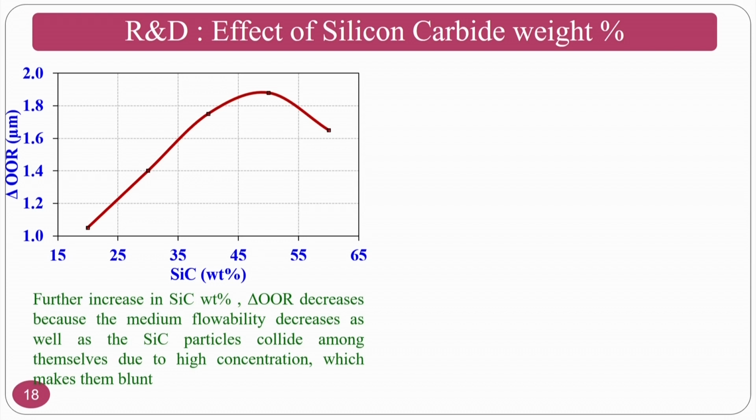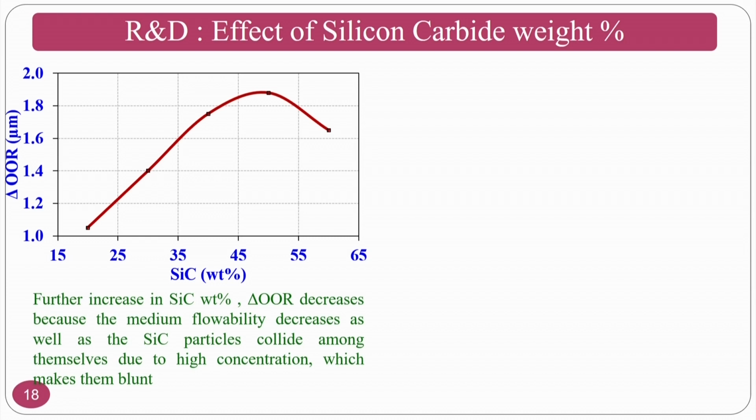And the effect of silicon carbide weight percentage: if you go on increasing the weight percentage, gradually the out of roundness is increasing. Out of roundness is nothing but how much it is deviating from a perfect circle. Okay. So, that you can measure using out of roundness measurement. Standard equipment is there; what we have used is the Taylor Hobson out of roundness measurement system.